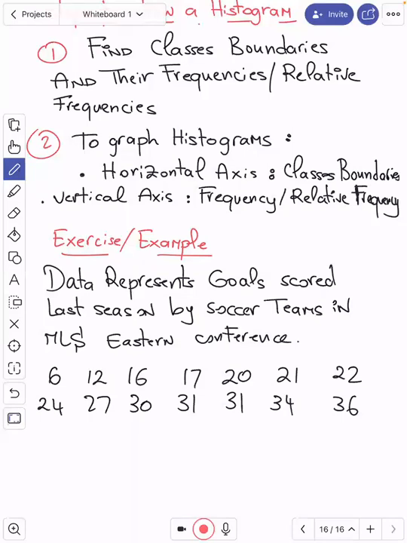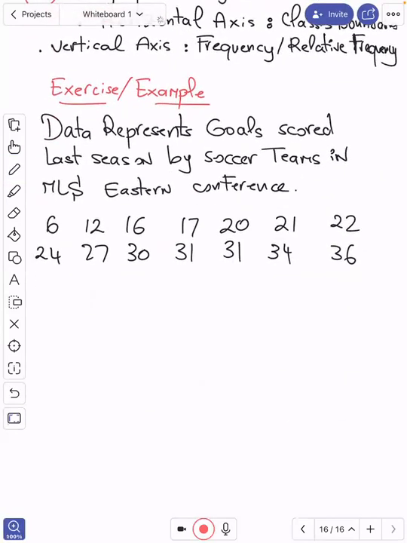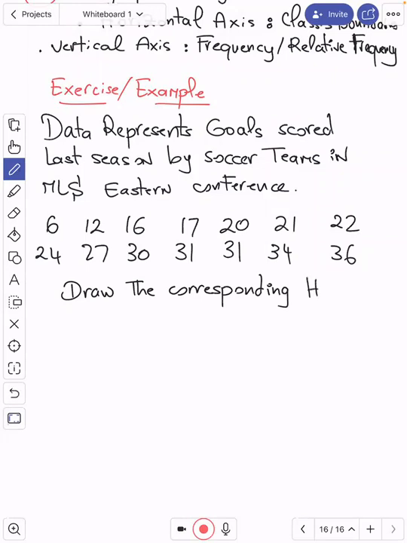Anyway, we constructed the frequency table of this data, so in the frequency table we have the classes, boundaries, etc. As a first step, step one, the question, of course, is to draw the corresponding histogram showing the frequency.